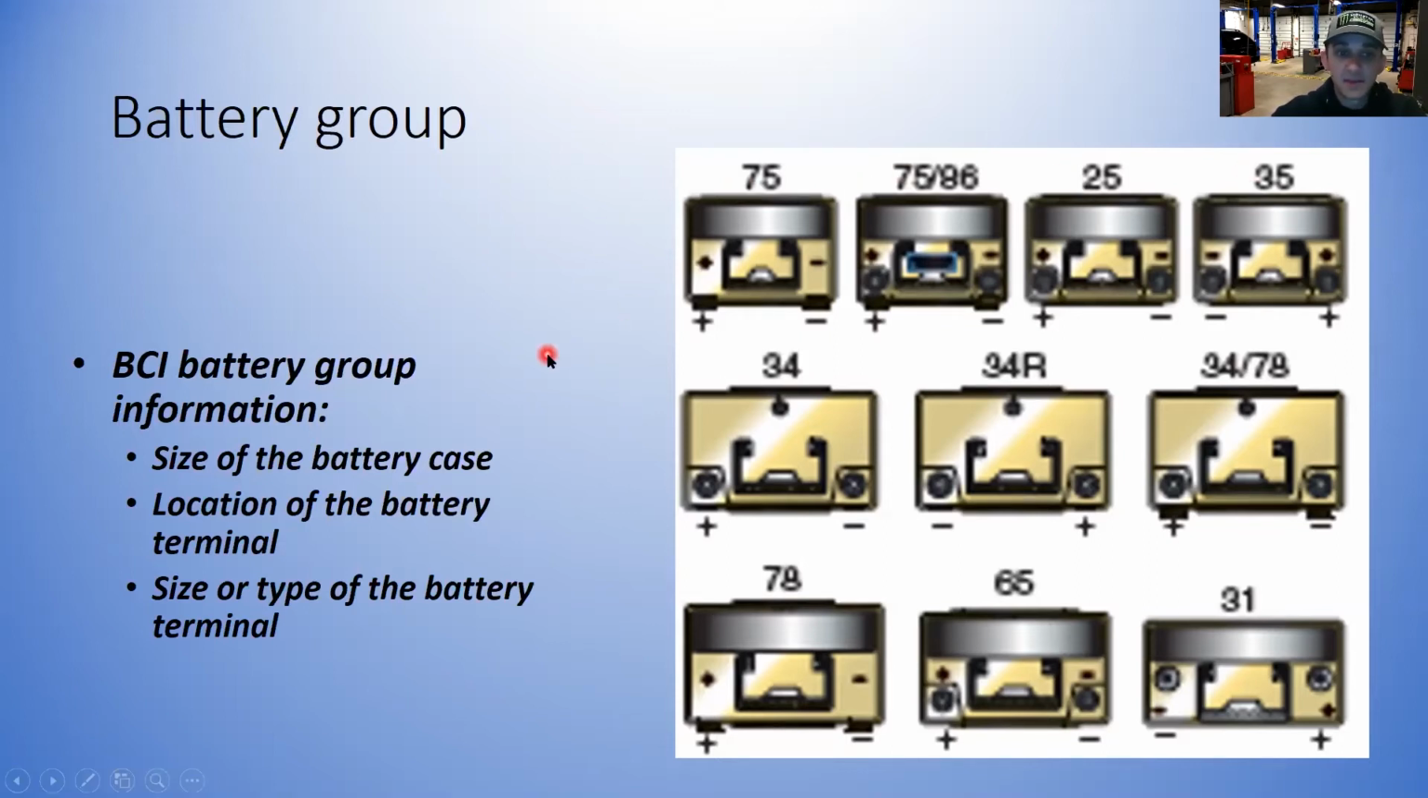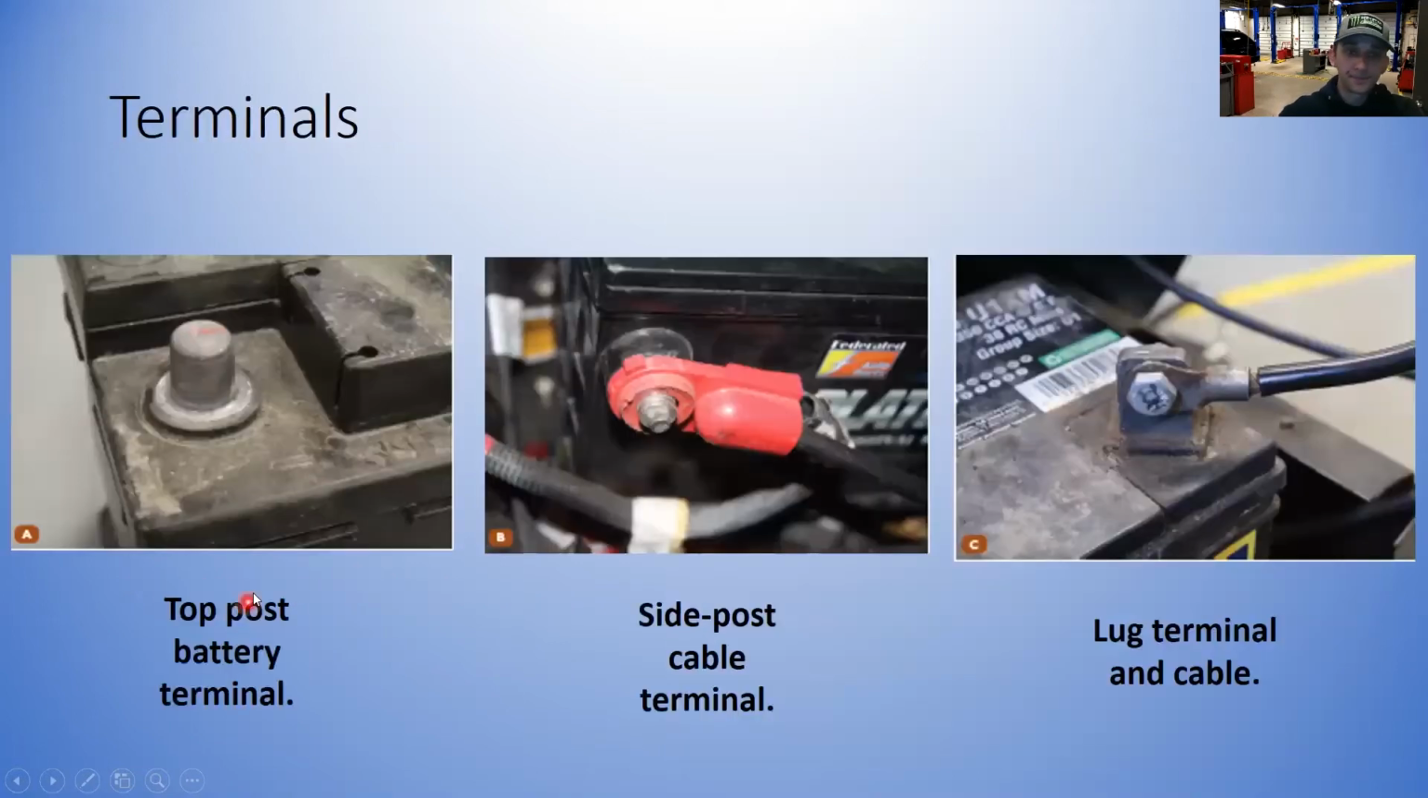That stands for the size of the battery case, the location of the battery terminals, and the size or type of the battery terminal. So if they look up, it's a group 75 battery, it gives you a general size of what that battery is going to be, which side the positive and negative posts are going to be on, and what size or type. Is it a top post, side post, things like that. So the group number specifies not only the size of it, but the location and type of terminals. It's very important to know.